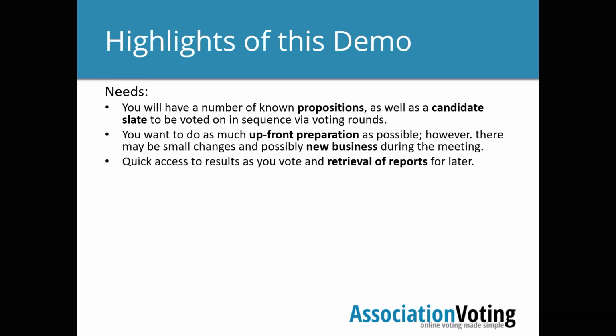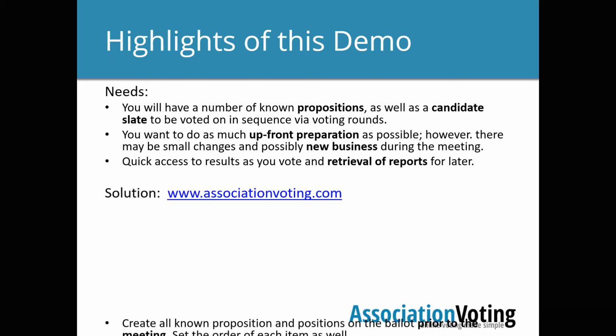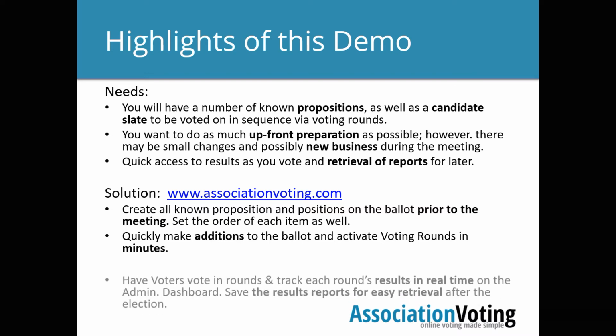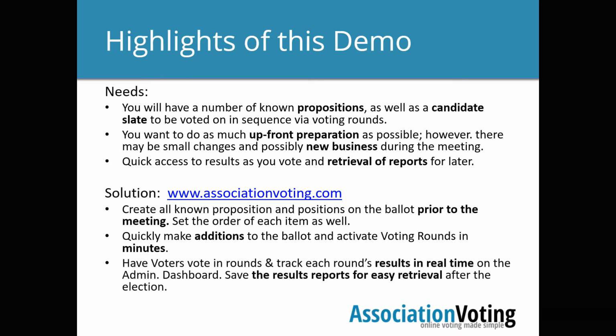You plan to vote on your ballot items in a required sequence, as well as address business throughout the duration of the meeting. With the Association Voting Live Election module, you can create your ballot well in advance of the meeting. You can manage the election easily during the meeting, adding or updating ballot elements as you go. Voting occurs periodically throughout the meeting, with results tracked real-time and visible in the Voter Manager admin portal, and reporting retrievable for future reference. So let's check out our demonstration.